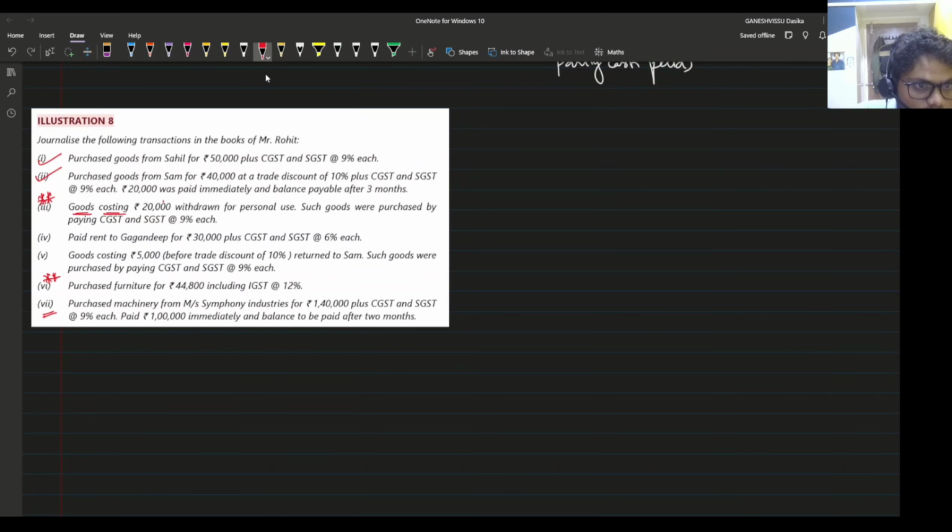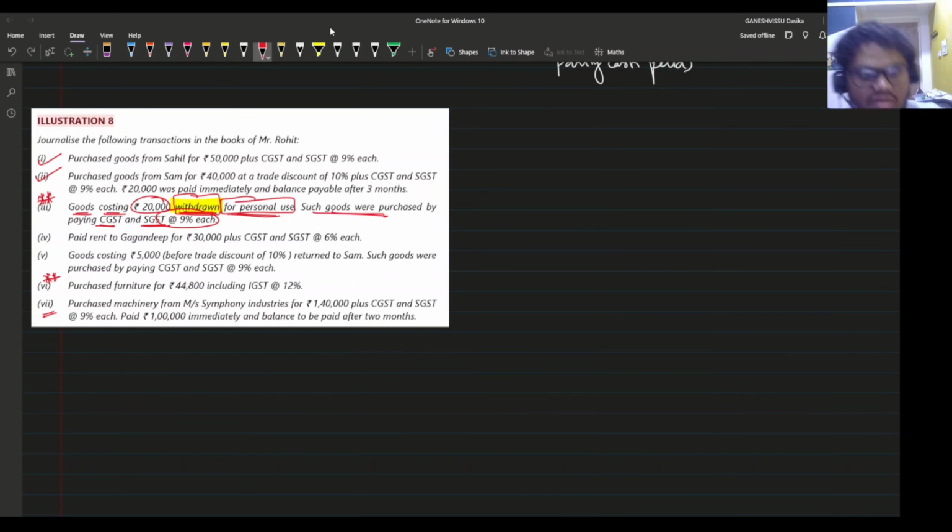Goods costing rupees 20,000. There are some goods costing rupees 20,000 withdrawn. This is what the highlight is. This is the important part: for personal use, not for office use. For personal use, he is withdrawing the goods. Such goods were purchased by paying CGST and SGST at the rate of 9% each.